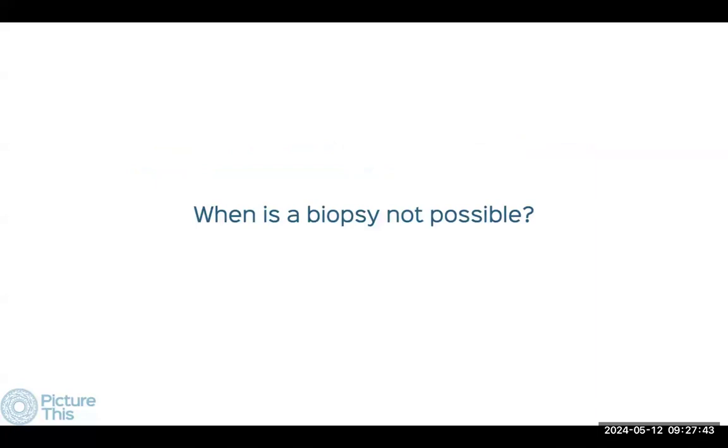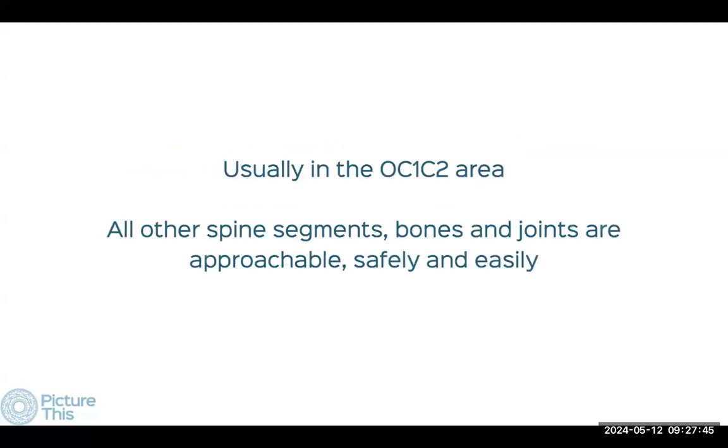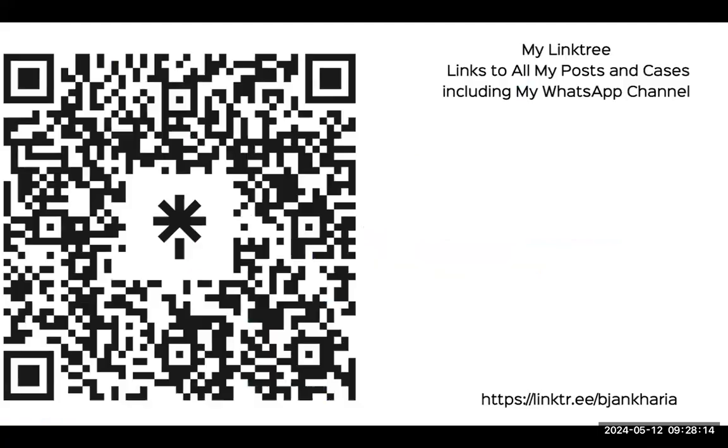So the only question then is, when is a biopsy not possible? That's usually in the OC1C2 area, whereas every other spine segment, bone and joint is easily and safely approachable. So in the OC1C2 area or the CVJ area, usually you can find a way. But if you can't, it's a good idea to scan the rest of the skeleton, because 40 to 50% of all patients with CVJ TB will have some other focus somewhere in the body, in the lower spine, SI joint, pelvis, that you can then safely biopsy as well.